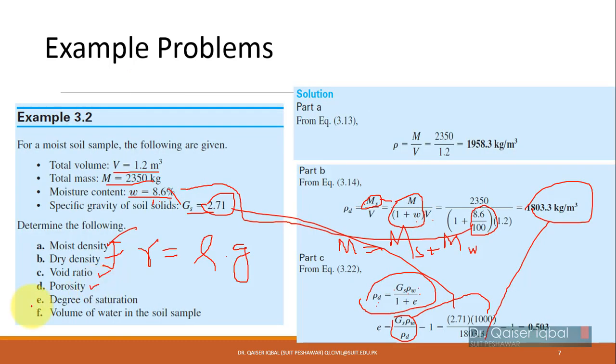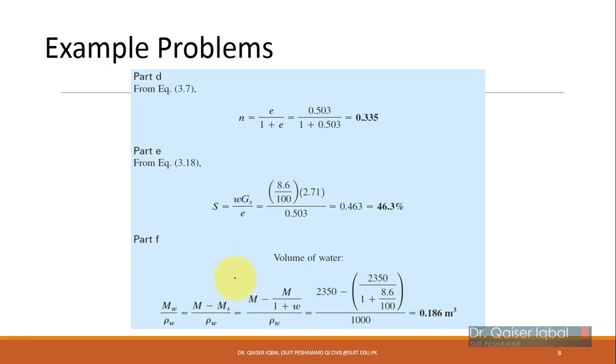So what is next? We need to determine the degree of saturation, or S, for which we can use the equation Se equals w times Gs, which we already derived. So Se is equal to w times Gs, where S is the saturation ratio, e is the void ratio, w is the moisture content, and Gs is the specific gravity.